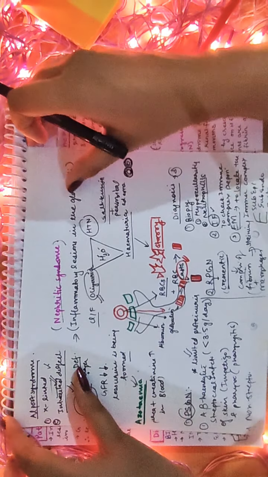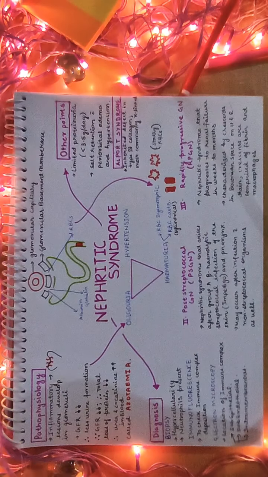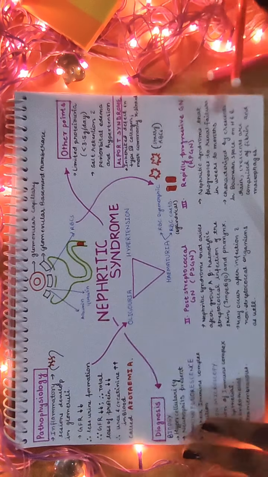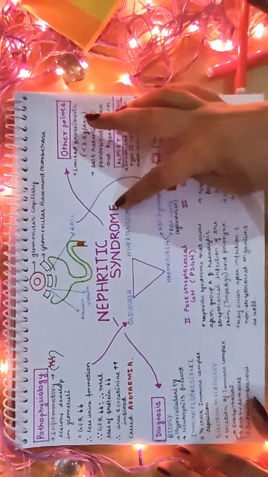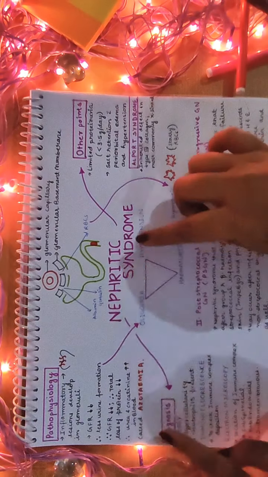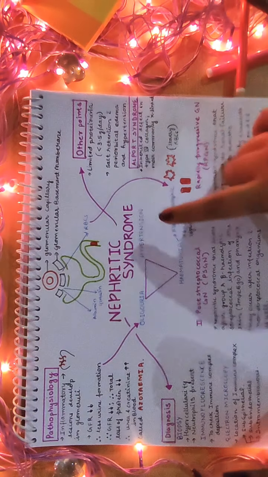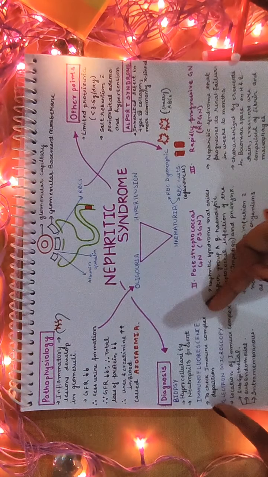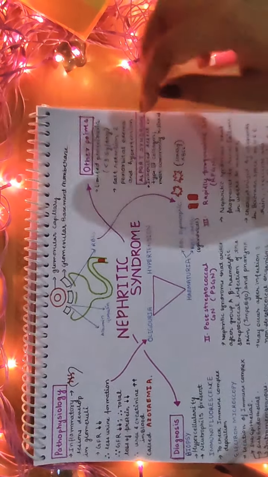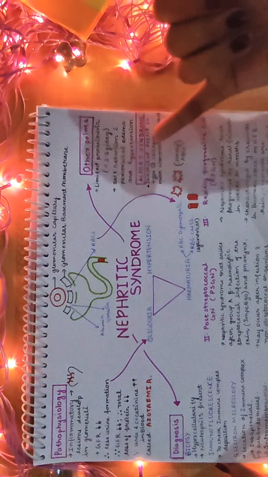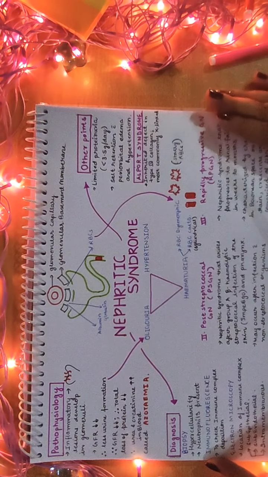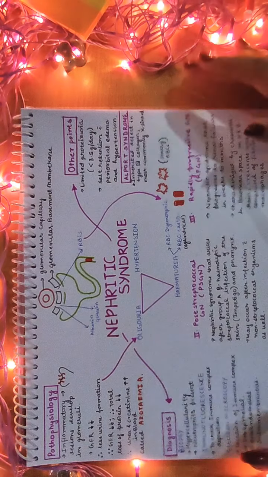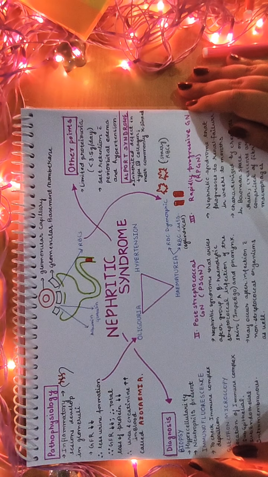So here is an easy understanding of nephritic syndrome. I hope I made myself clear, and this is a clearer picture of my mind map of nephritic syndrome. You can easily see the triangle where I have mentioned oliguria, hypertension, hematuria, azotemia, and pathophysiology. Diagnosis is easily understood, and there are some other points: Alport syndrome, post-streptococcal, and rapidly progressive. I hope I made myself understood. Thank you very much.